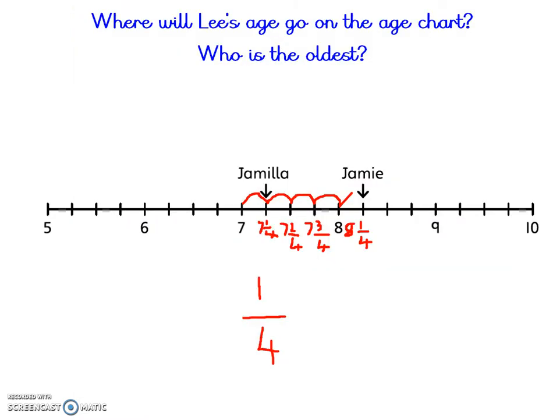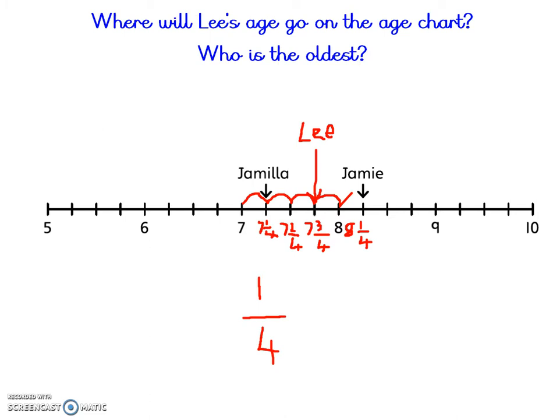And Lee is telling me that he's 7 and 3 quarters. I can simply draw my arrow just here and write down that Lee should go in this spot. So nice and simple so far.